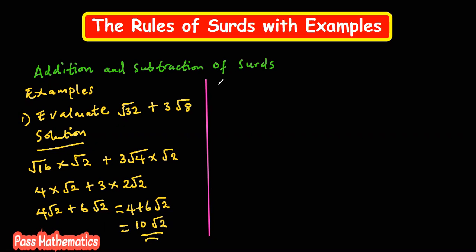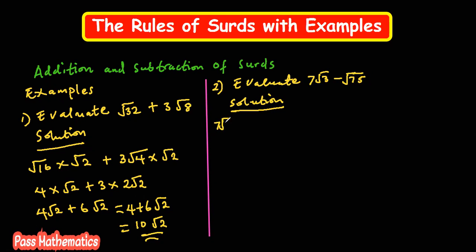So we have done one, so let's take another one. Example 2. If you are asked to simplify or evaluate something like this, evaluate 7 root 3 minus root 75. So let's write the solution, and then we solve this. So we have 7 root 3 minus root 75.